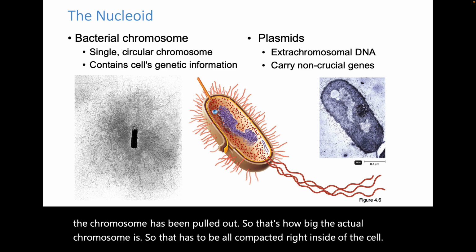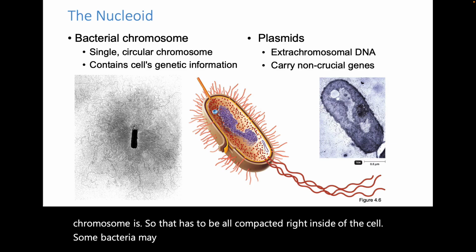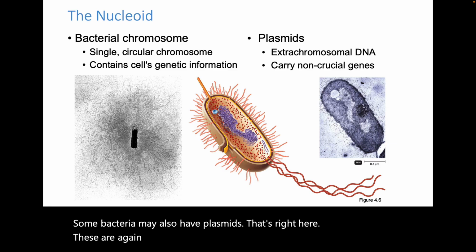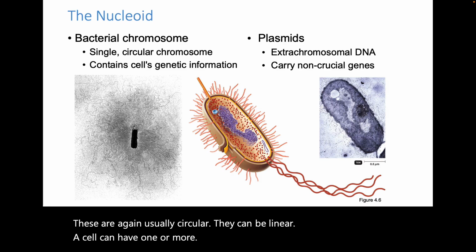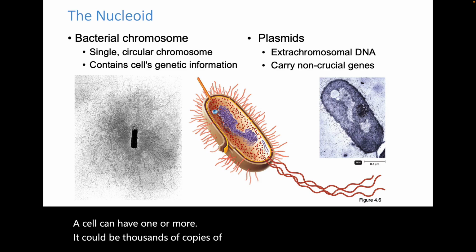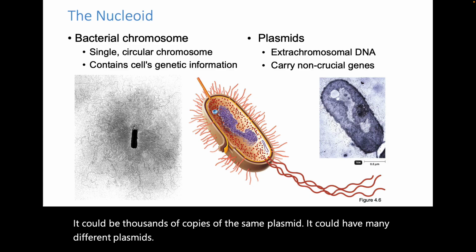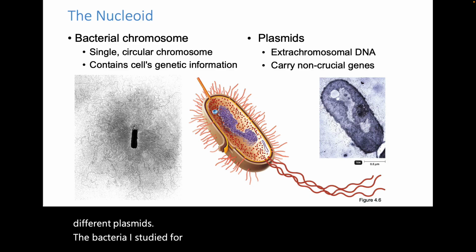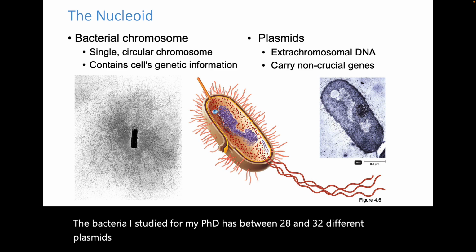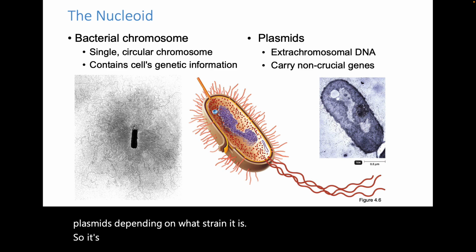Some bacteria may also have plasmids. That's right here. These are, again, usually circular. They can be linear. A cell can have one or more. It could be thousands of copies of the same plasmid. It could have many different plasmids. The bacteria I studied for my PhD has between 28 and 32 different plasmids, depending on which strain it is. So it's really annoying, but it is what it is.